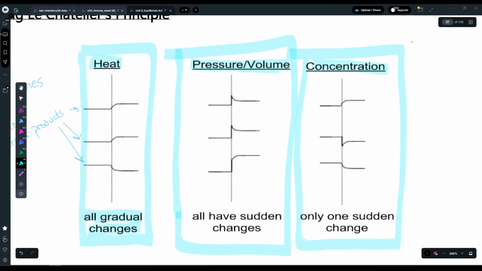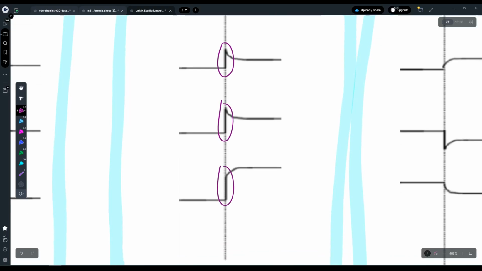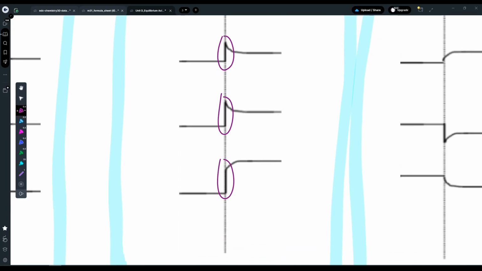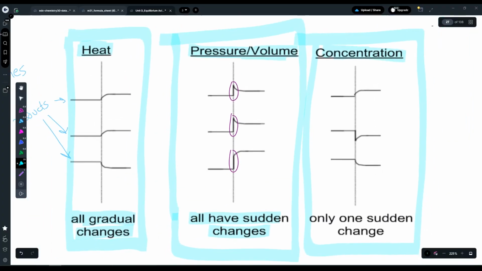For pressure and volume, when the stress applied is either a change in pressure or volume, all of the changes in concentration are going to be very sharp. When I say very sharp, where I'm looking is right here. There's either going to be a sudden increase or decrease, and if all of the concentrations suddenly increase, then that will tell you that pressure has increased.